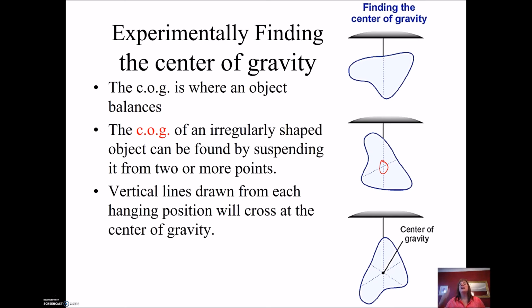So if we draw these vertical lines straight down from where it's hanging, and we do this a couple times, the center of gravity is going to be at the intersection of those lines. Pretty cool, huh?